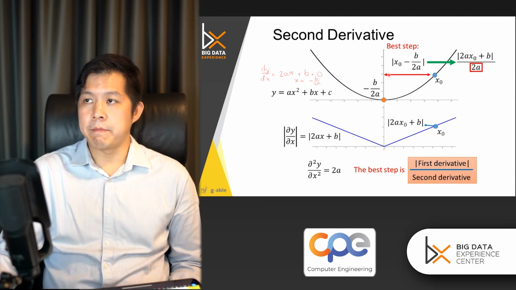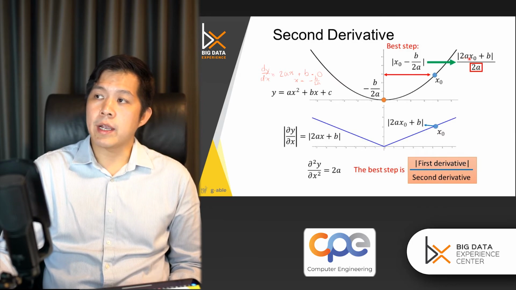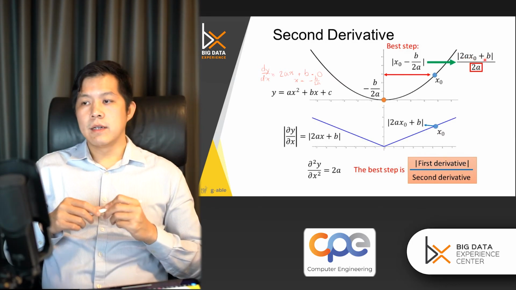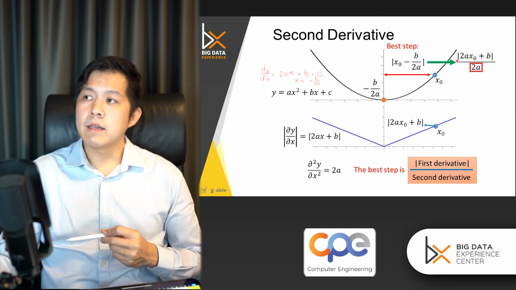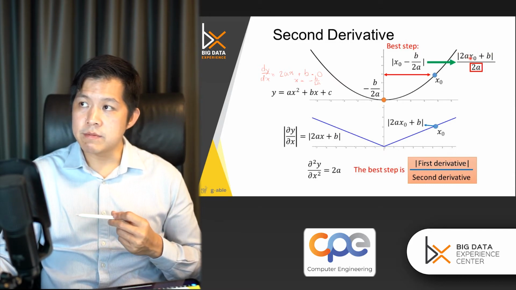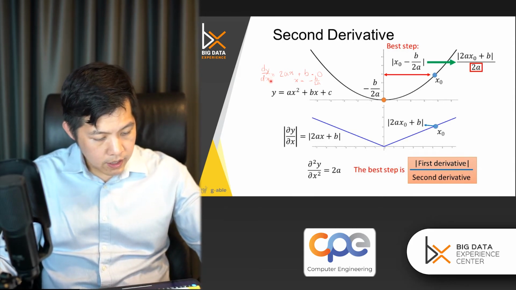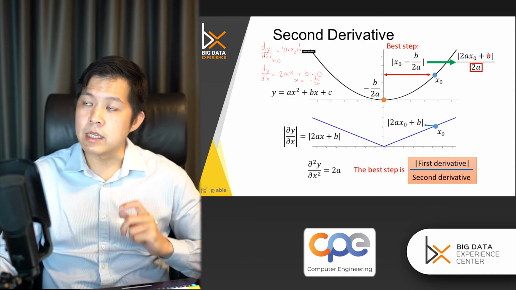This is the best step, right? And multiplying it up, this is 2ax0 plus b. What does that mean here? That means we can determine the best step by the expression above. This is what we get if we substitute x0 into the first derivative: dy by dx at x equals x0 would be 2ax0 plus b, the same as the above.